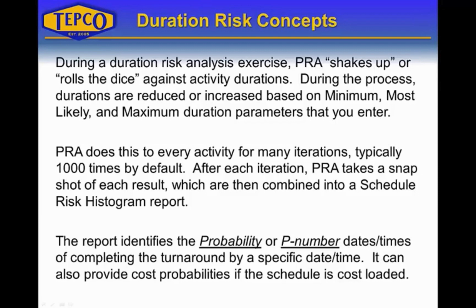The report then identifies the probability or the P number. So if you've ever had someone ask you, what is the P80 number or what is the P70 number, that's what it's supposed to provide us with. Those numbers define the probability of completing a project or a turnaround by a specific date or time. This can also be done against cost, although for this exercise we're going to focus primarily on duration.